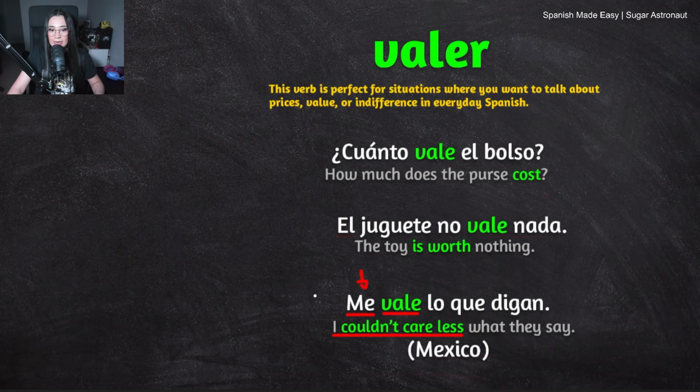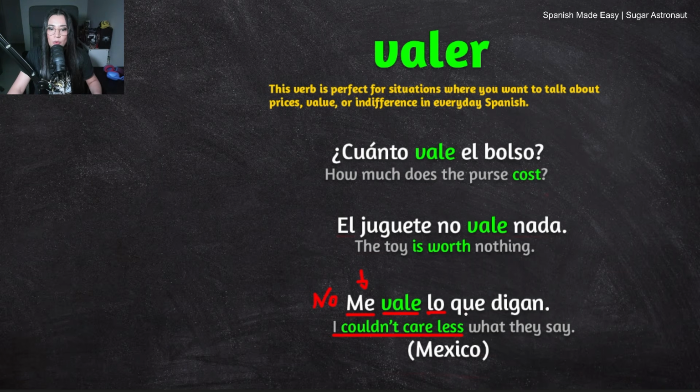If you want to make it negative, no me vale, that's the opposite. No me vale, that means that you care. So it's quite interesting how this slang works. So no me vale means I do care. It's not like I couldn't care less. Okay, so it's the opposite of I couldn't care less, whereas me vale means I couldn't care less.